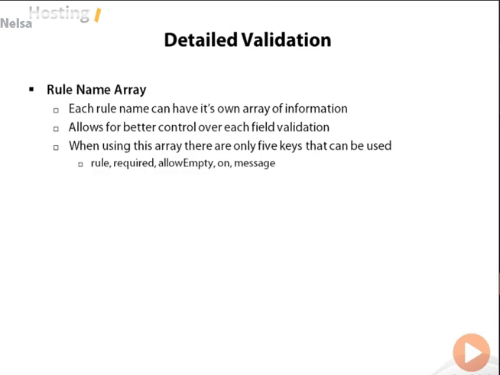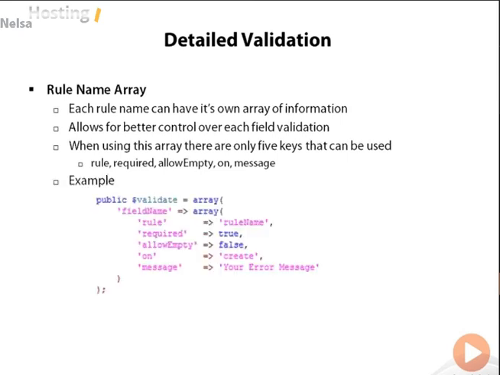Each of those rule validations can have its own array of information. This allows for better control over each field that you want to validate. When using this array, there are only 5 keys in the associated array that can be used. Those are rule, required, allow empty, on, and message. Here's an example of how you would set this up in the validate array. We have our validate variable set to an associated array, and that key is the field name in the database, and that is set to an associated array with the 5 keys for further validation rules on that particular field. Let's go over the 5 keys that we can use.